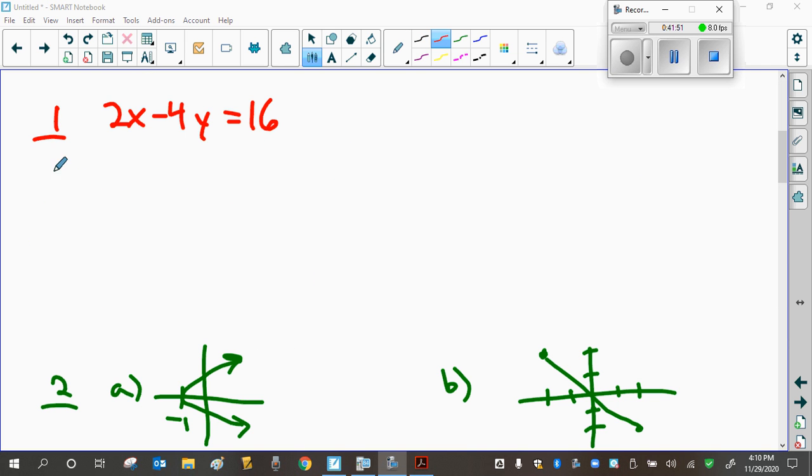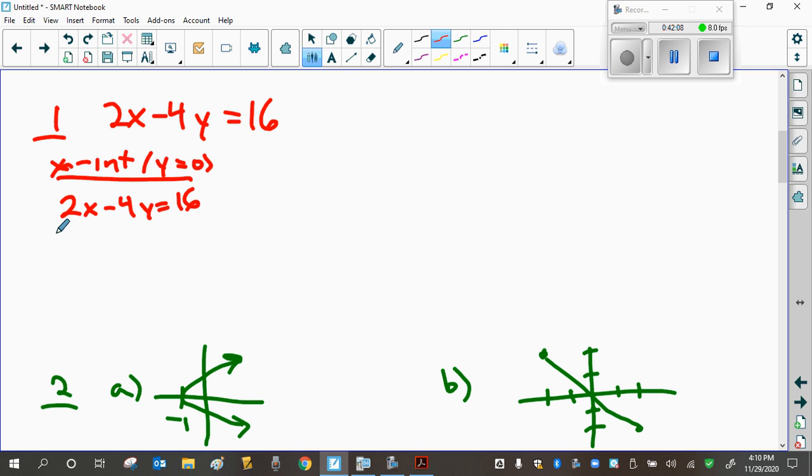Okay, X and Y intercepts. If it says find the intercepts, it means find both the X and Y intercept. X-intercept means Y equals 0. So wherever I see a Y, I put 0. I'm going to write down the equation again. Wherever I see Y, subtract 4 times Y means 4 times 0.